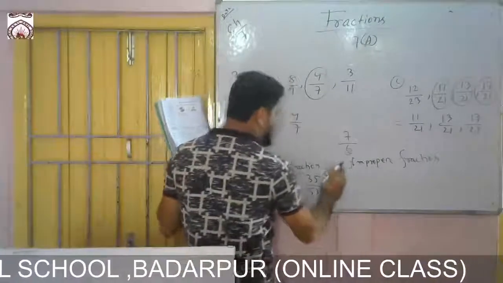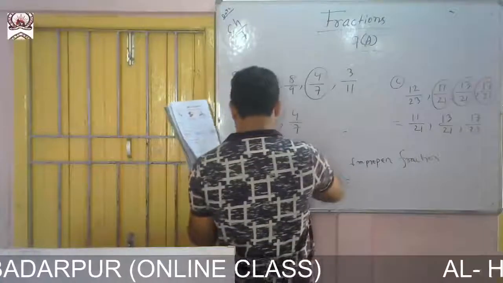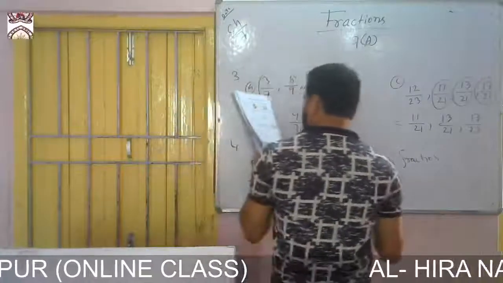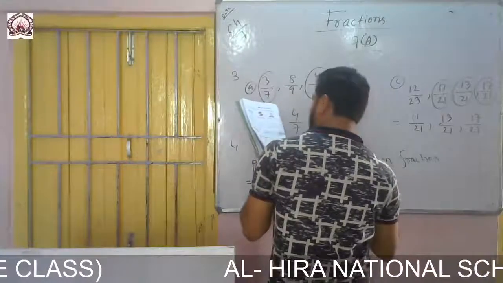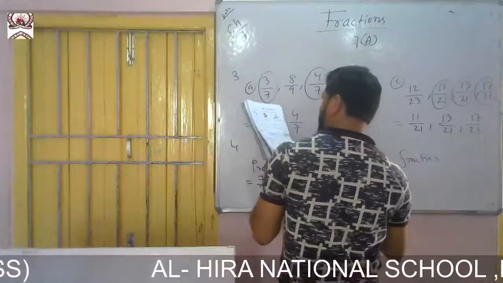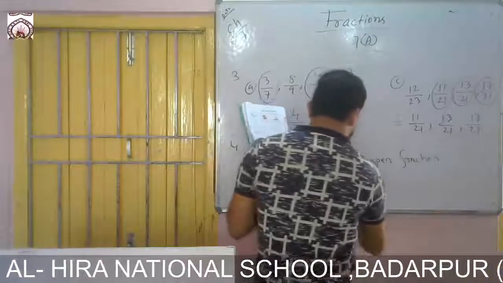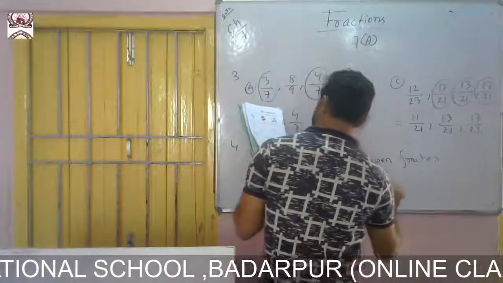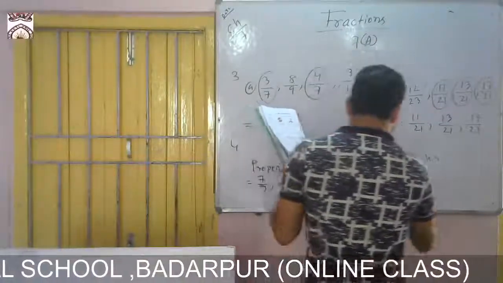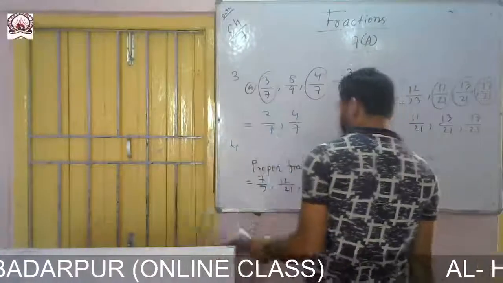Now which are improper? You write the improper fractions. So improper fractions are 7 by 6, comma 7 by 7, comma 12 by 11. Okay, these are improper.